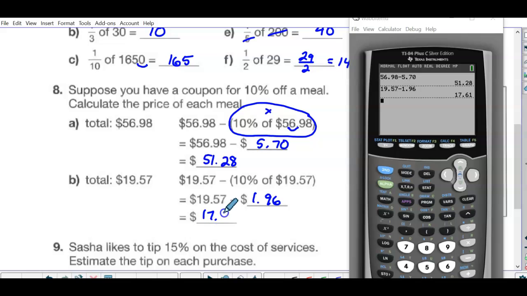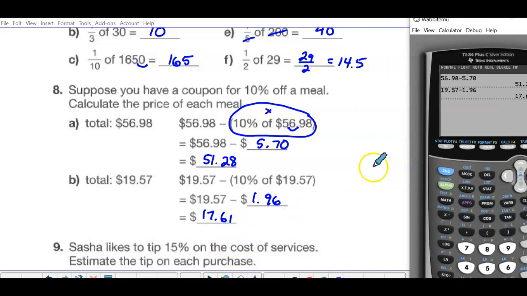Is $17.61. Now, if you were just asked the price of each meal after the discount, you don't really care what the actual amount of the discount is. What's happening is you are taking off 10%. Okay, when it's a coupon, you're subtracting 10% from the 100%. So 100% minus 10% means that you are paying 90%.